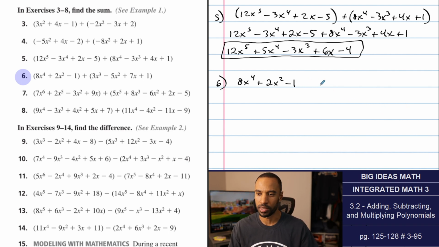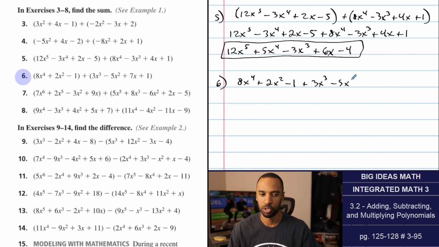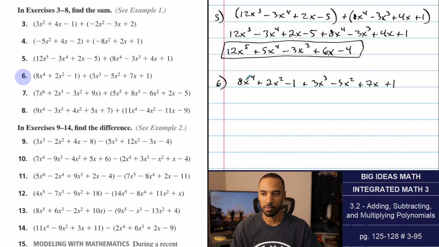Now when I add these, treat the signs as they were. This is positive, add it. This is negative, subtract it. This is positive, add it. This is positive, add it. That'll save me some time as well.